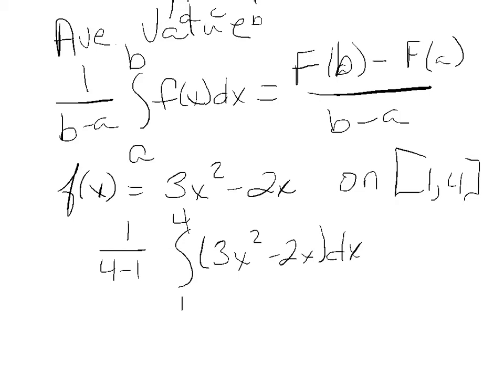So when we take the antiderivative, we can't forget our 1/3. You can put it up front if you want to, or you can put everything over that. But we're going to get, what do we get? X cubed minus x squared, and we evaluate that at 4 and at 1. We're taking the antiderivative of 3x squared minus 2x?